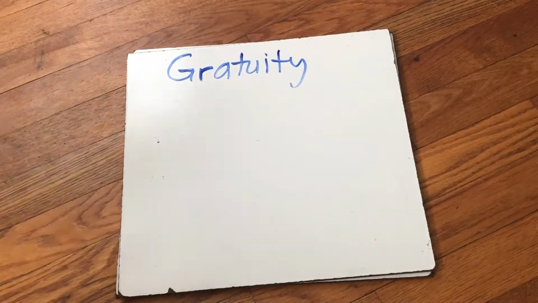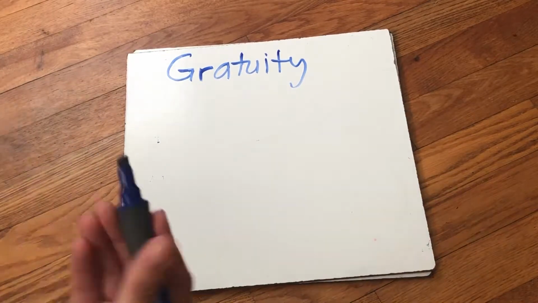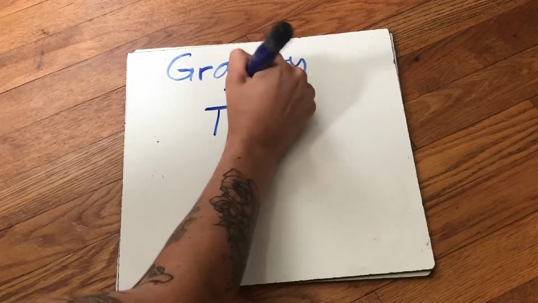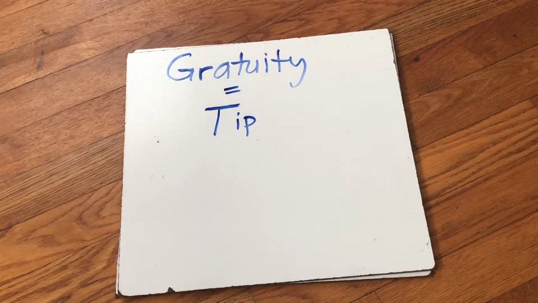All right, we're going to talk about gratuity now. We've been talking about tax and discount, and gratuity is similar to tax in the way that it's solved and the process, but gratuity is something called tip. These words mean the same thing. Gratuity and tip are equal, they're the same thing.